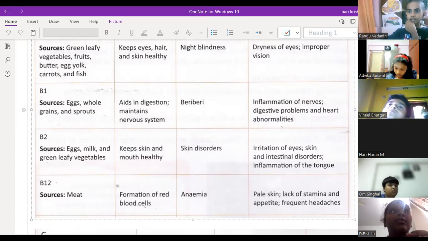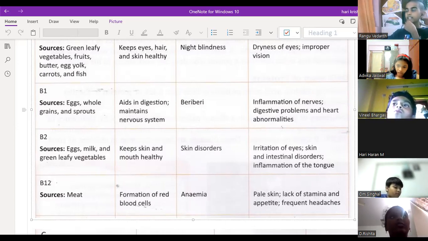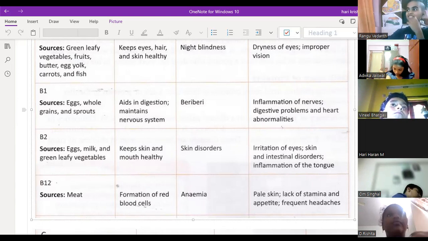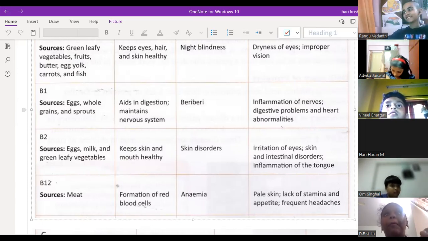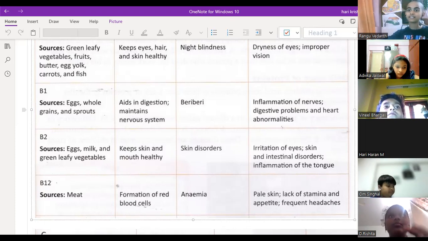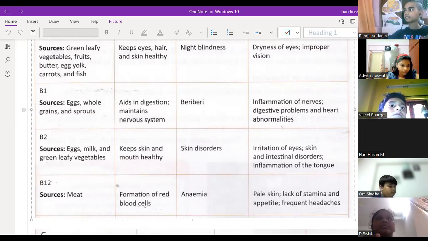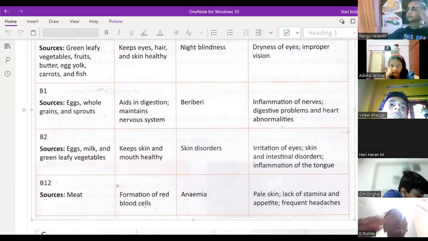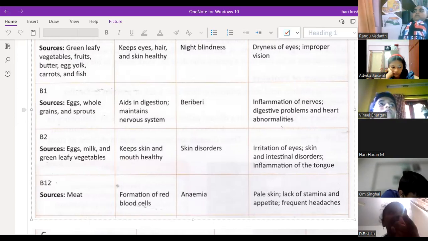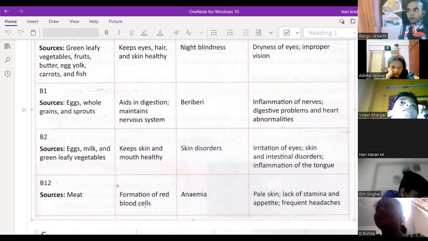A, D, E and K are fat soluble, not egg soluble. Fat. We eat eggs, we eat raw meat and all, and we keep some fat inside our body so that it will store the vitamins, right? Good. So vitamins A, D, E, K are the fat soluble vitamins. Vitamin B and C are the water soluble vitamins. One more thing: we can pronounce it as vitamins in two ways. Don't confuse, okay? You can use both.